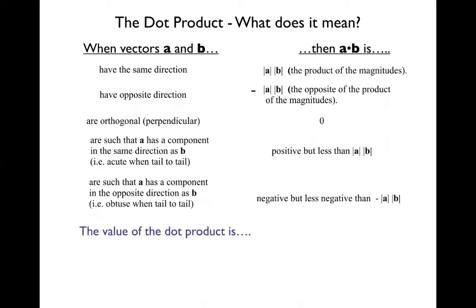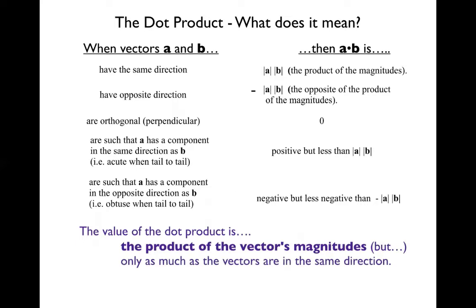So if we put that all together, there is one particular meaning that brings all of this together: the dot product is a type of product of the vectors' magnitudes. But there's a caveat, right? There's a condition, but only as much as the vectors are in the same direction. So to the extent that the vectors are in the same direction, it's the product of the vectors' magnitudes. If they're in the same direction, it is the product of the magnitudes.